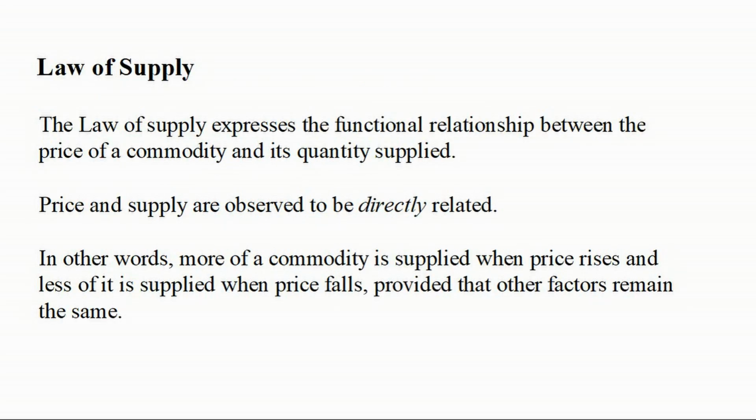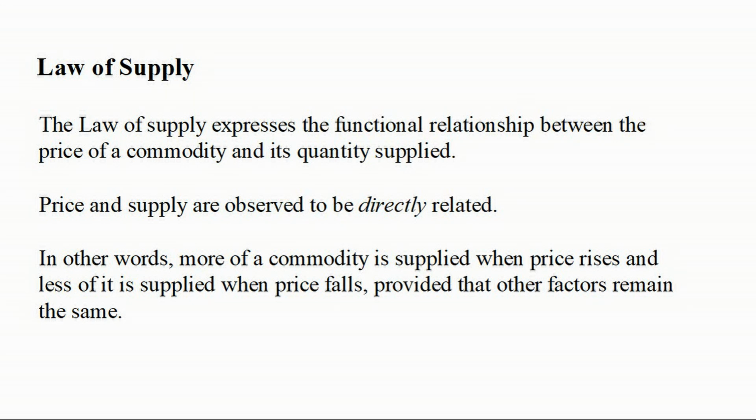Law of supply. The law of supply expresses the functional relationship between the price of a commodity and its quantity supplied. Price and supply are observed to be directly related. In other words, more of a commodity is supplied when the price rises and less of it is supplied when the price falls, provided that other factors remain the same or constant.